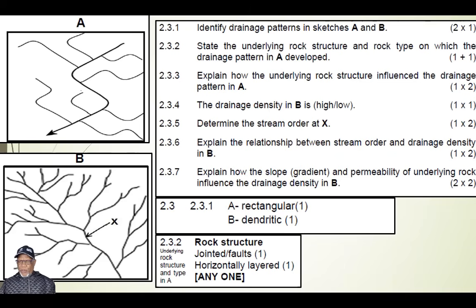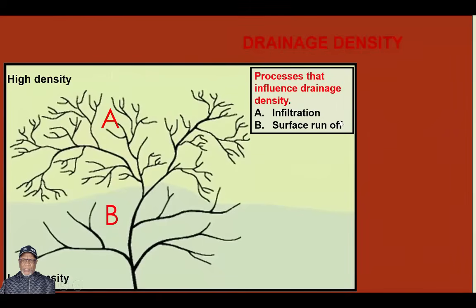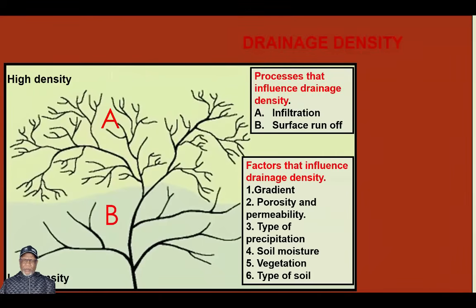Explain how the slope or gradient and permeability of underlying rock influence the drainage density. So let's come to this page now. What are we looking at here? We're looking at drainage density. As we are looking at drainage density, we must be able to define the concept.